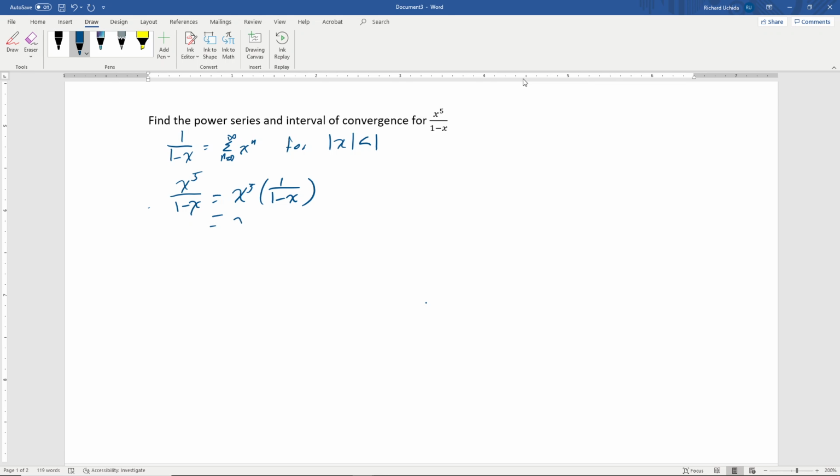From what we were just saying, that would be the same thing as x to the fifth times the power series of n going from 0 to infinity of x to the n. We could write that out: x to the fifth plus x to the sixth plus x to the seventh plus x to the eighth. So that's equal to the sum, as n goes from 0 to infinity, of x to the n plus 5. And the interval of convergence for this power series would be for the absolute value of x less than 1.